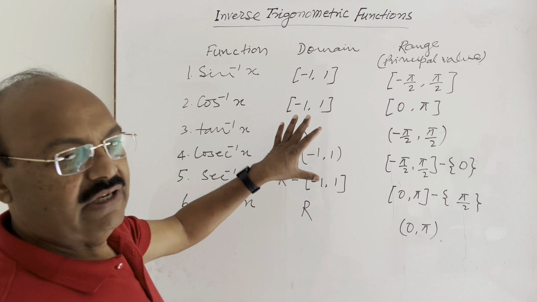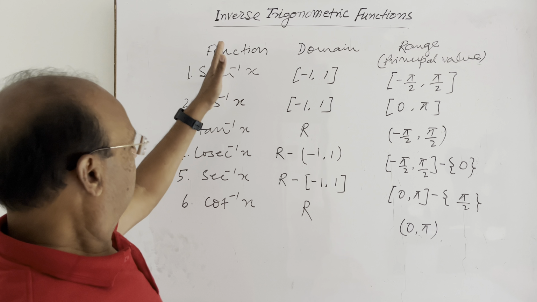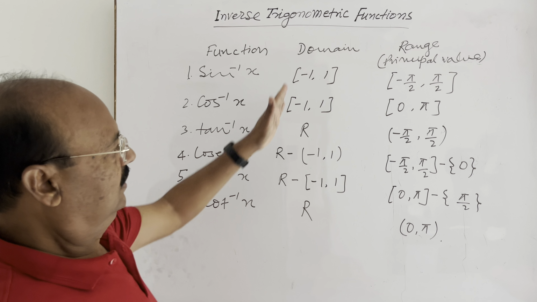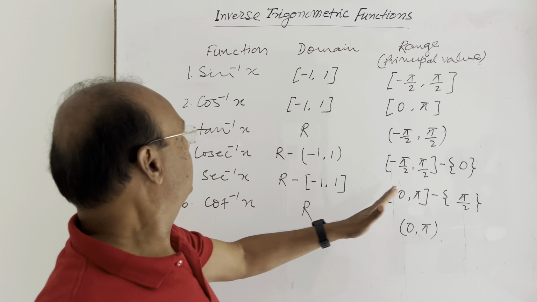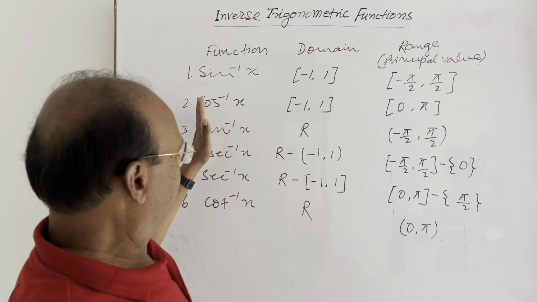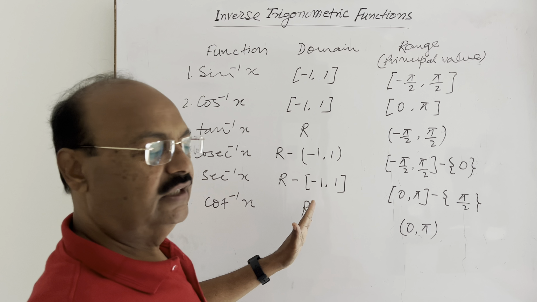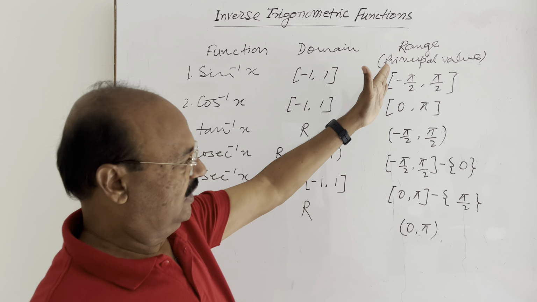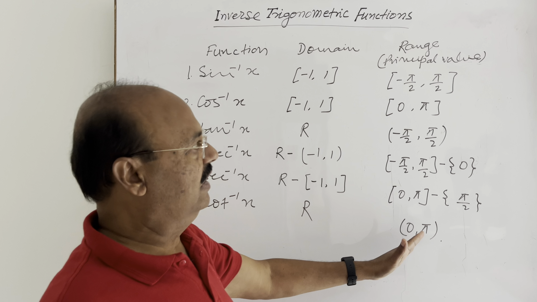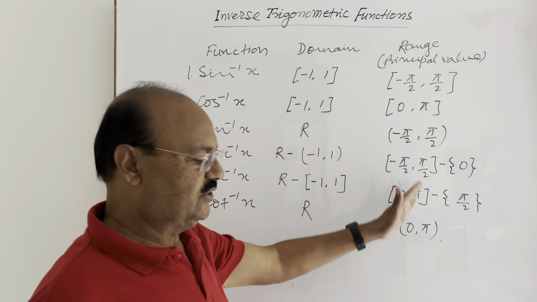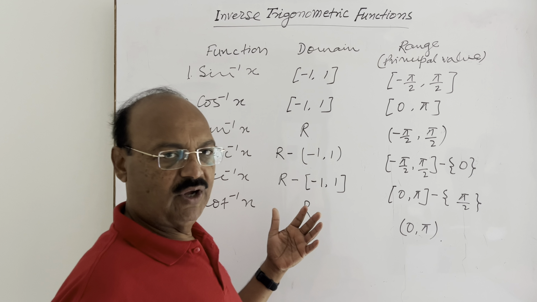So this table is important. We must remember this table. Trigonometric functions are here, their domains are here, and here the range. It means these inverse trigonometric functions are defined in these particular domains only, and we will get the principal value inside this range. This is the range of principal value, or you can say this is the branch of principal value. This is very important to solve the problems.